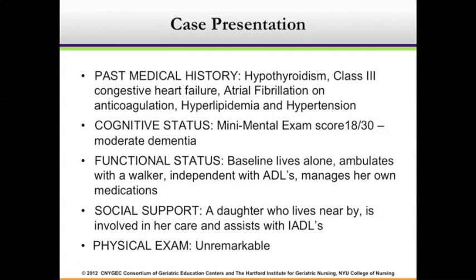Her past medical history is significant for hypothyroidism, CHF class 3, AFib on anticoagulation, hyperlipidemia, and hypertension. Cognitive status: her mini-mental score from chart review reveals 18 out of 30, indicative of moderate dementia. Her functional status: at baseline, she lives alone, ambulates with a walker, is independent with ADLs, and reports she manages her own medications. Her social support includes a daughter who lives nearby, is involved in her care, and assists with IADLs. Her physical exam is unremarkable.